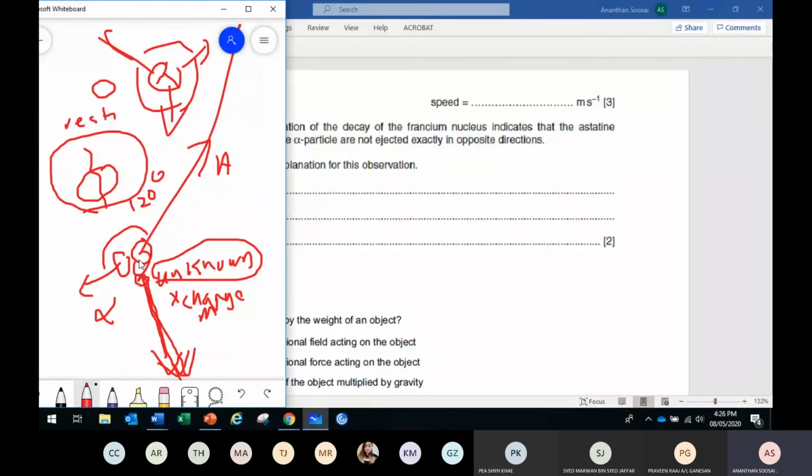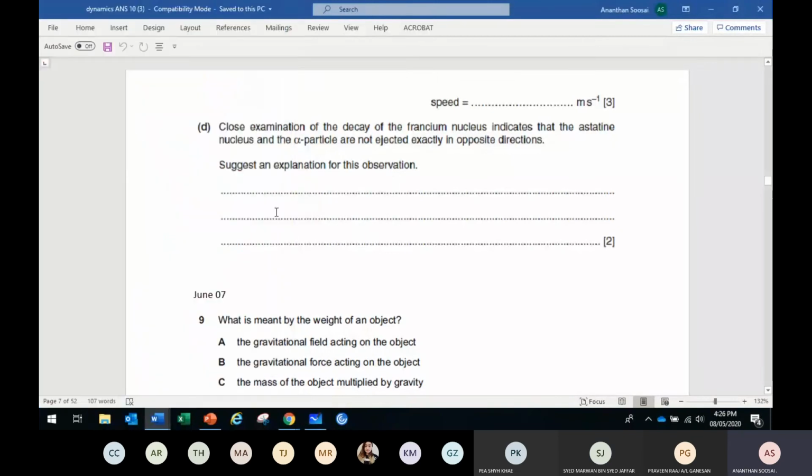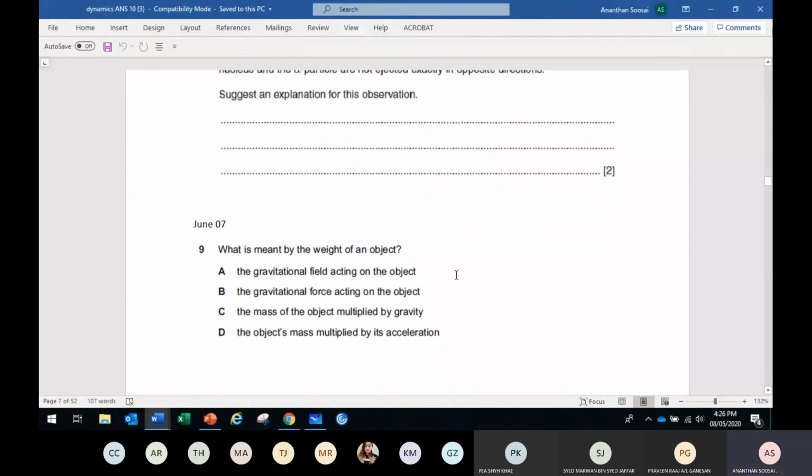That means there should be a third particle moving this way to balance it, to obey the conservation of momentum. So the principle of conservation of momentum is definitely obeyed in a nuclear reaction. But what they conclude based on that is that they found a third particle. So this is how you have to answer this part. Conservation of momentum, any questions so far?